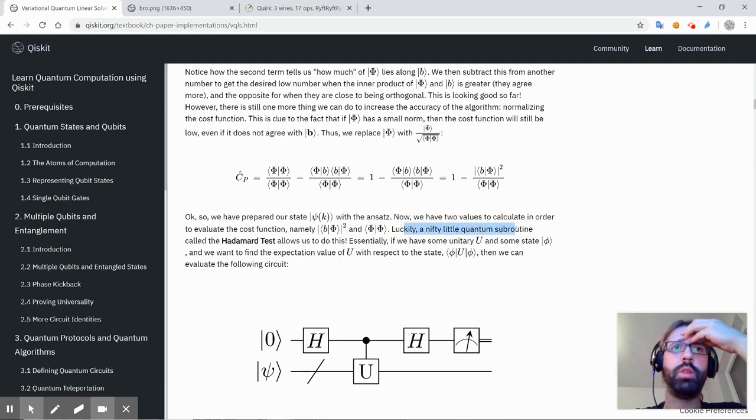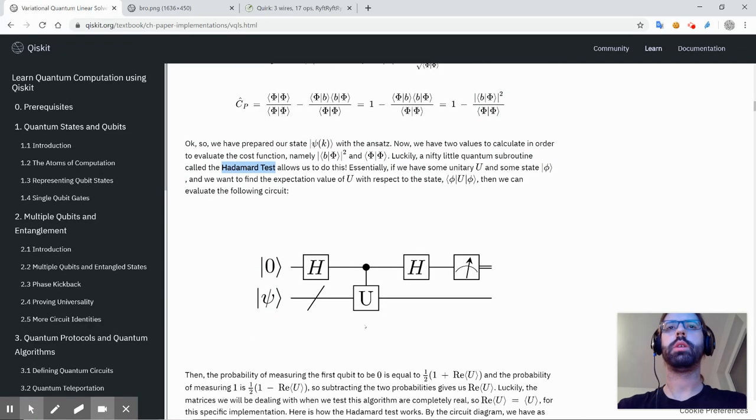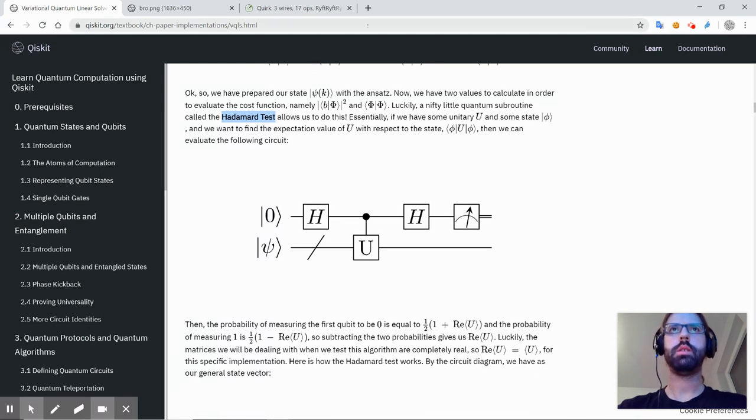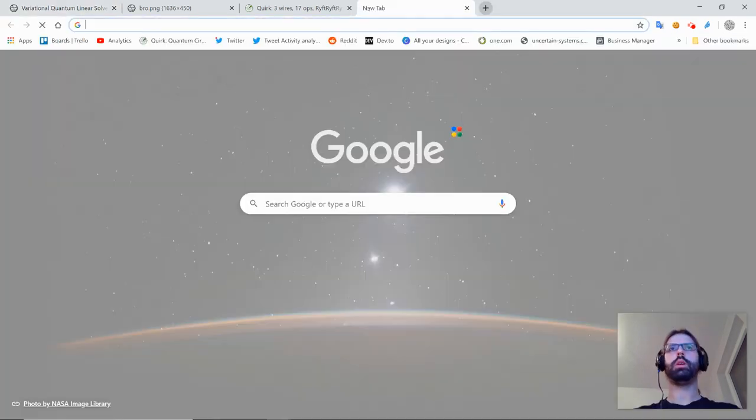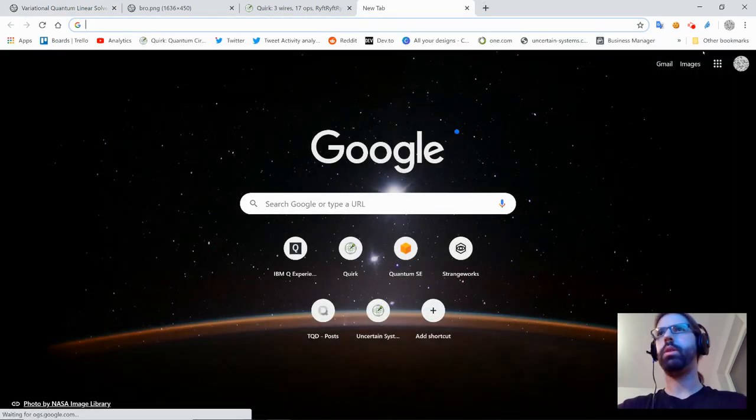Luckily, there's a nifty little quantum subroutine called the Hadamard test. What is the Hadamard test? It allows us to do this. Essentially, if we have some unitary U and some state, and we want to find the expectation value of U with respect to the state, we can run the following circuit. Isn't that what I'm doing with my quantum counting thingy?